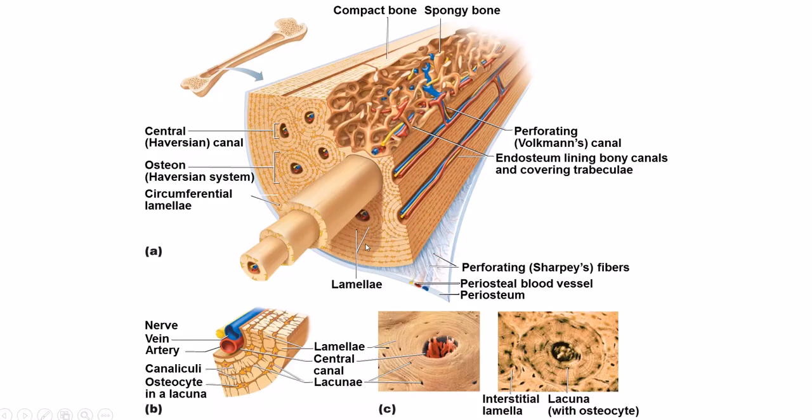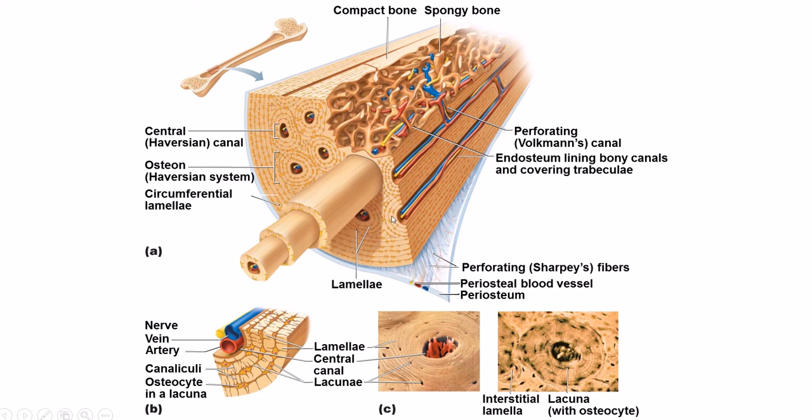If we look at our central canal, because that's what you're looking at here, in the middle of a central canal, you'll see again nerves, arteries, veins, all the blood vessels and nerves running. But connecting the central canals of various osteons, so here we are looking at the compact portion of, I think this looks like a femur, yeah.